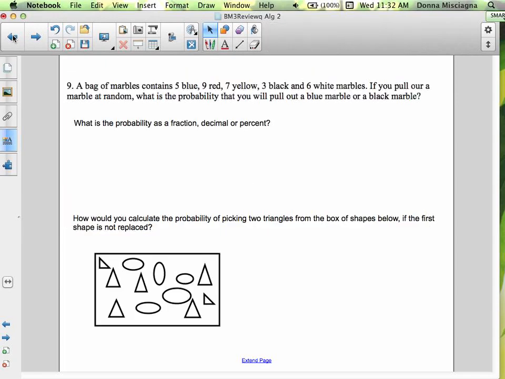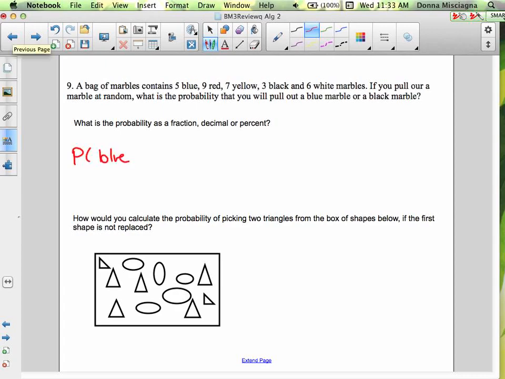All right. A bag of marbles contains 5 blue, 9 red, 7 yellow, 3 black, and 6 white marbles. If you pull a marble out at random, what's the probability you will pull out a blue marble or a black marble? All right, so there are, how many marbles? Let's write it down first: the probability of blue or black. All right, so or means add. And there's no overlap, right? The marble's not blue and black. It's either blue or it's black.